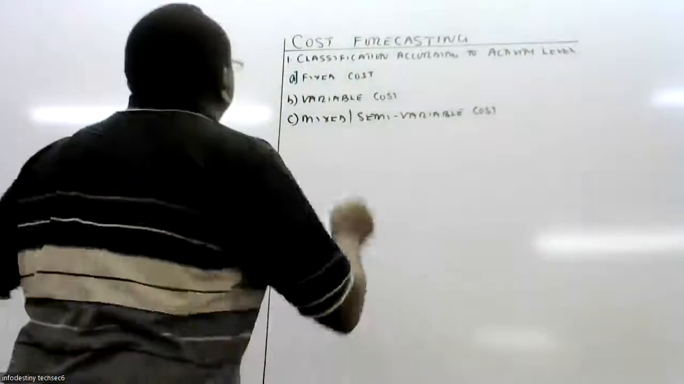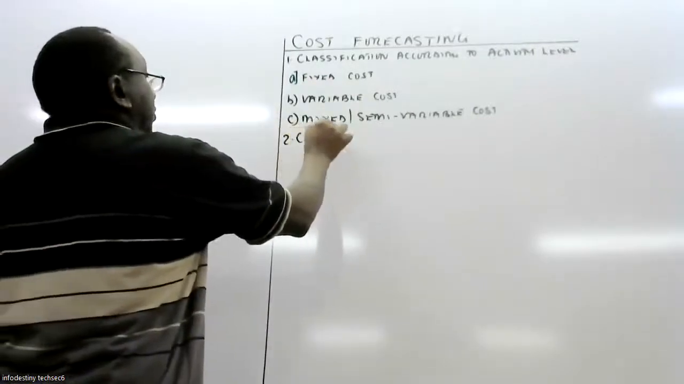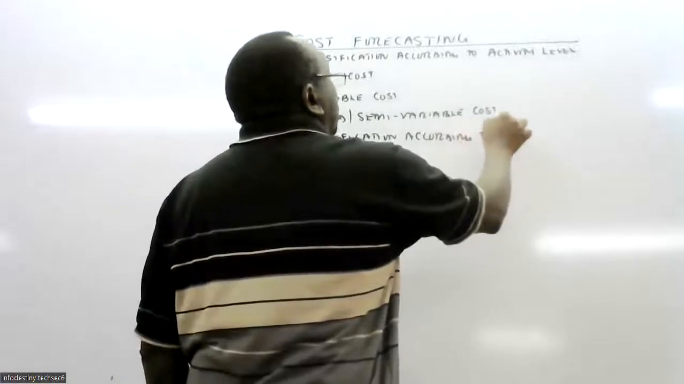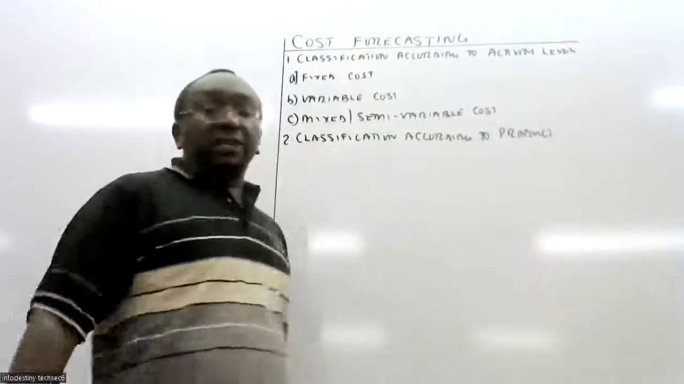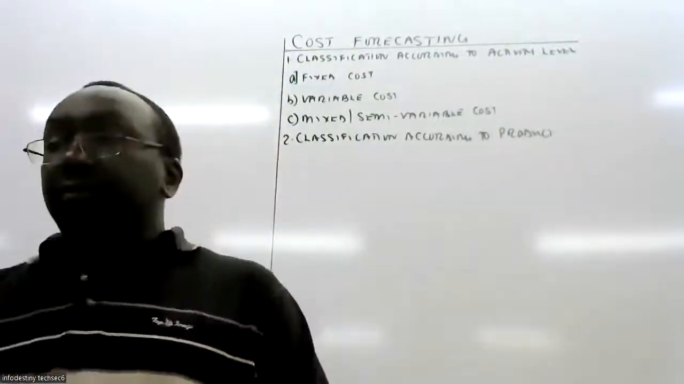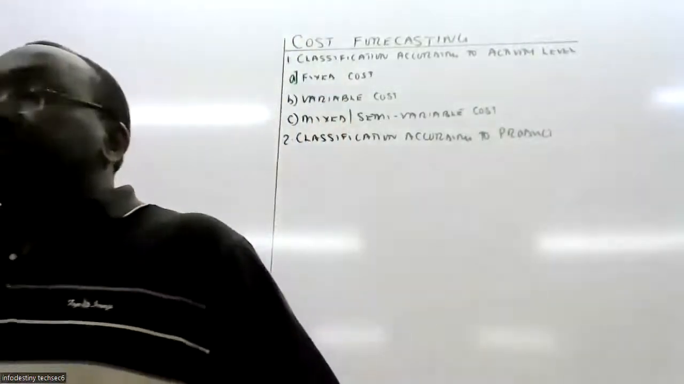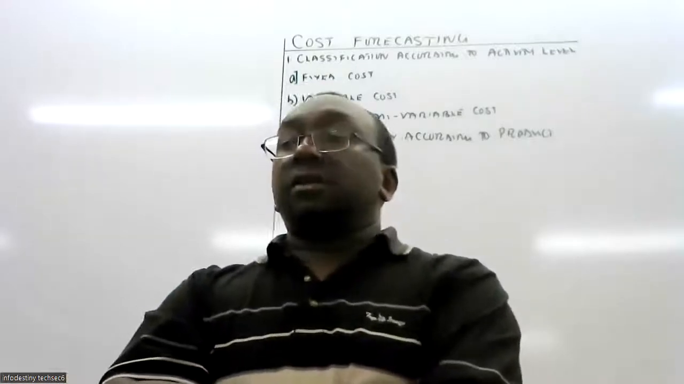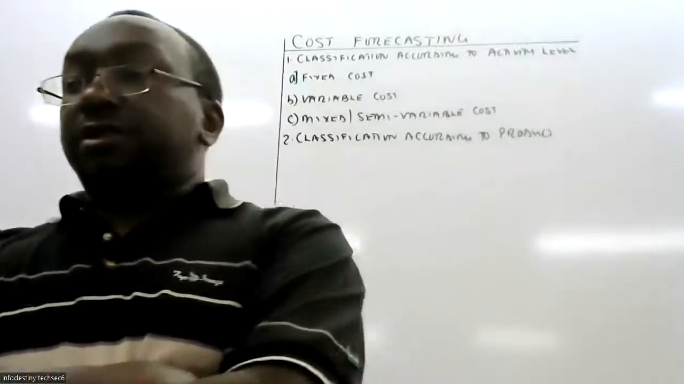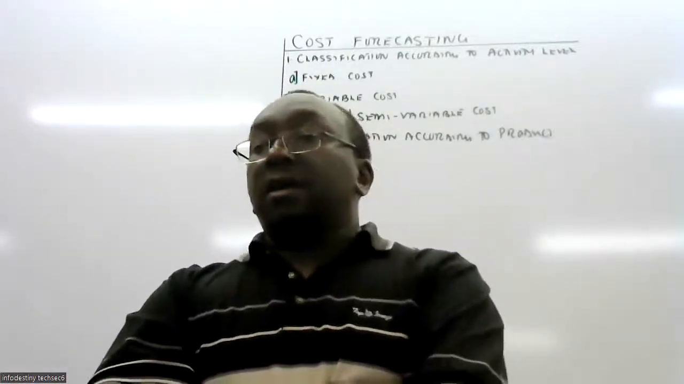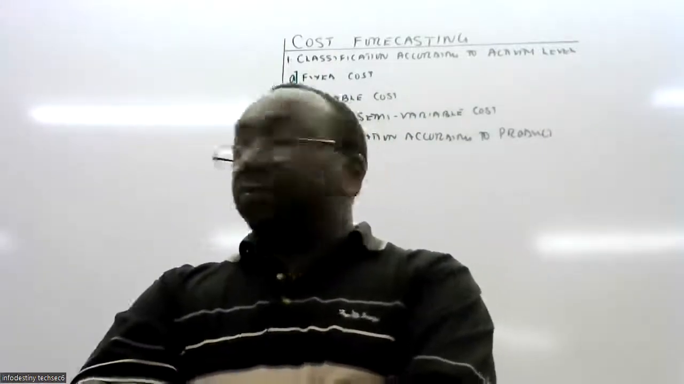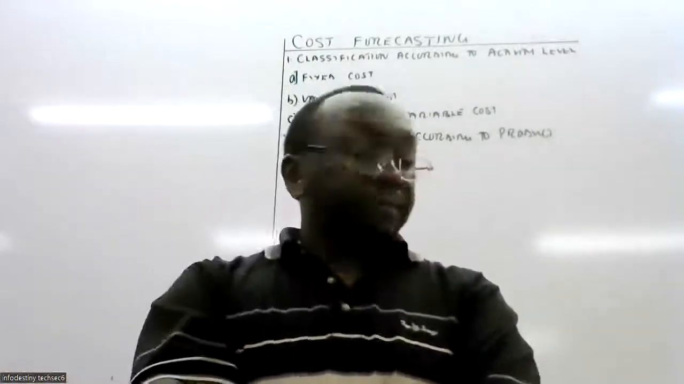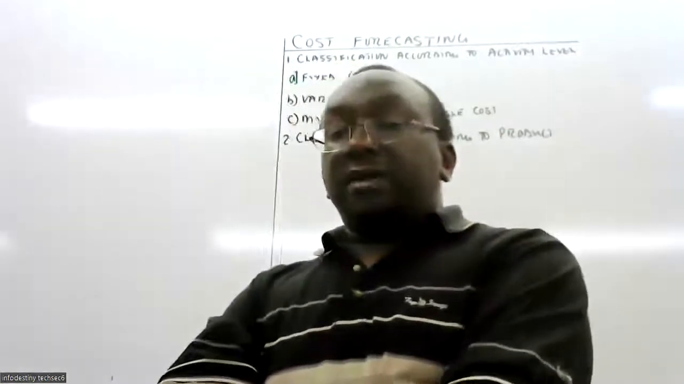Okay, number two, we have classification according to product. We write that this classifies costs on the basis of how well they can be clearly identified with the product.